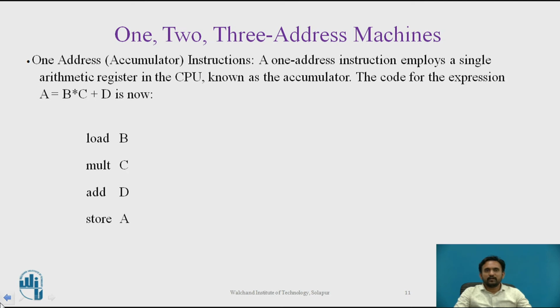Now a one-address instruction employs a single arithmetic register in the CPU known as the accumulator. The accumulator typically holds one arithmetic operand and also serves as the target for the result of an arithmetic operation. The one-address format is not in common use these days. In the early days of computing, when registers were more expensive and frequently served multiple purposes, it served as temporary storage for one of the operands and also for the result.